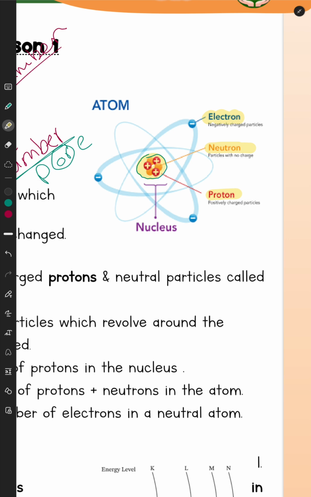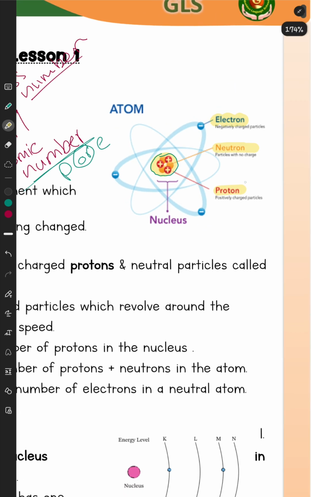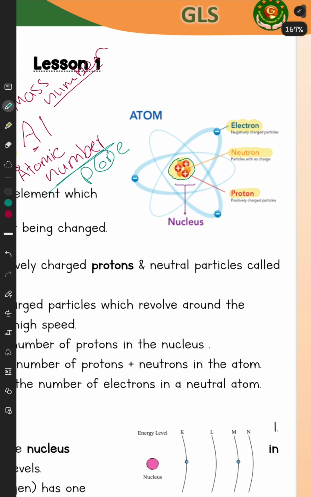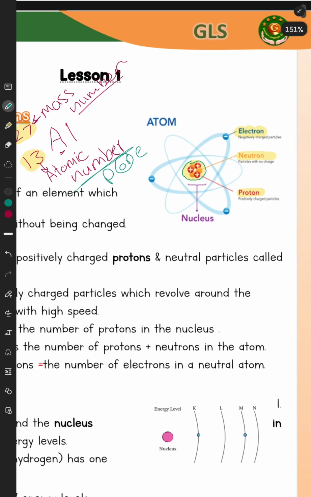Okay, so the number of protons, which here in aluminum equals 13, is called the atomic number. And it also equals the number of electrons. They are equal to each other. This is the first law about the atom: the number of protons equals the number of electrons. This is constant. So if the number of protons, for example, equals 4, then the number of electrons will also equal 4, so the atomic number will equal 4. Okay, these are our examples.